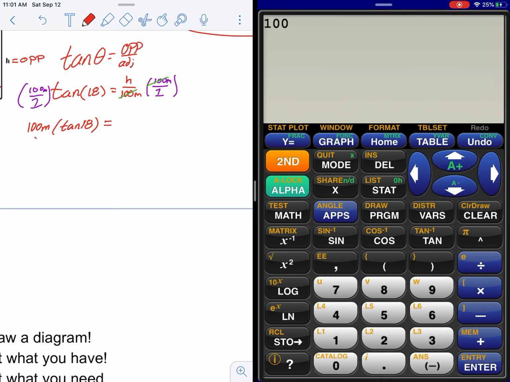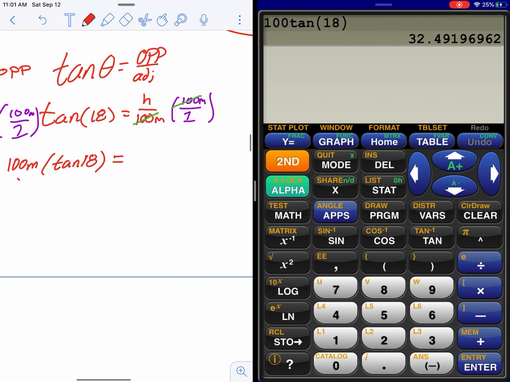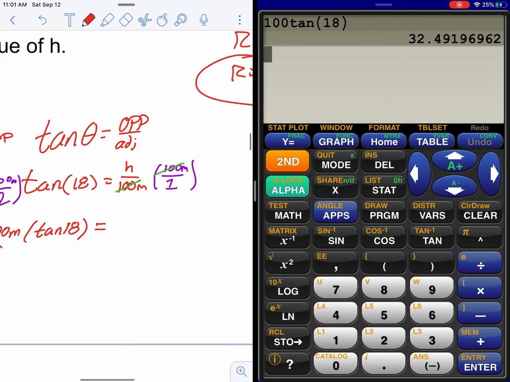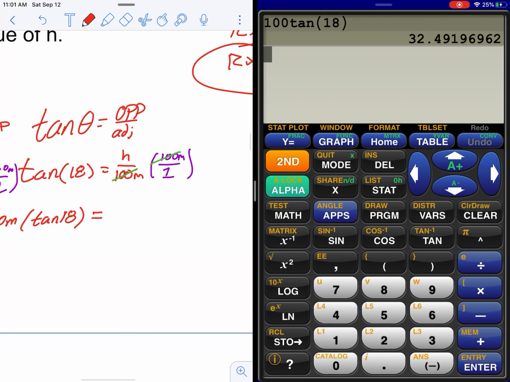So 100 multiplied by tan, so I'm putting the degree inside. I don't have to do inverse because I'm not finding the degree. And remember, I'm in degrees mode, and that gives me 32.49. I'm going to round this to the thousandth, or 3 significant digits.